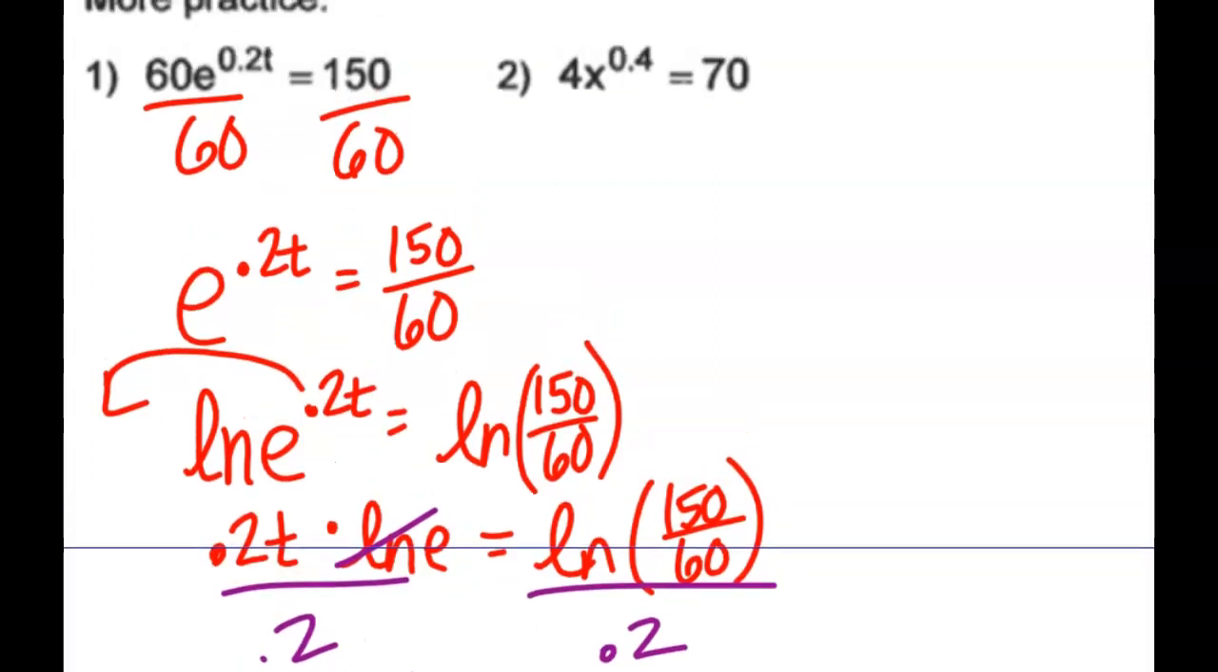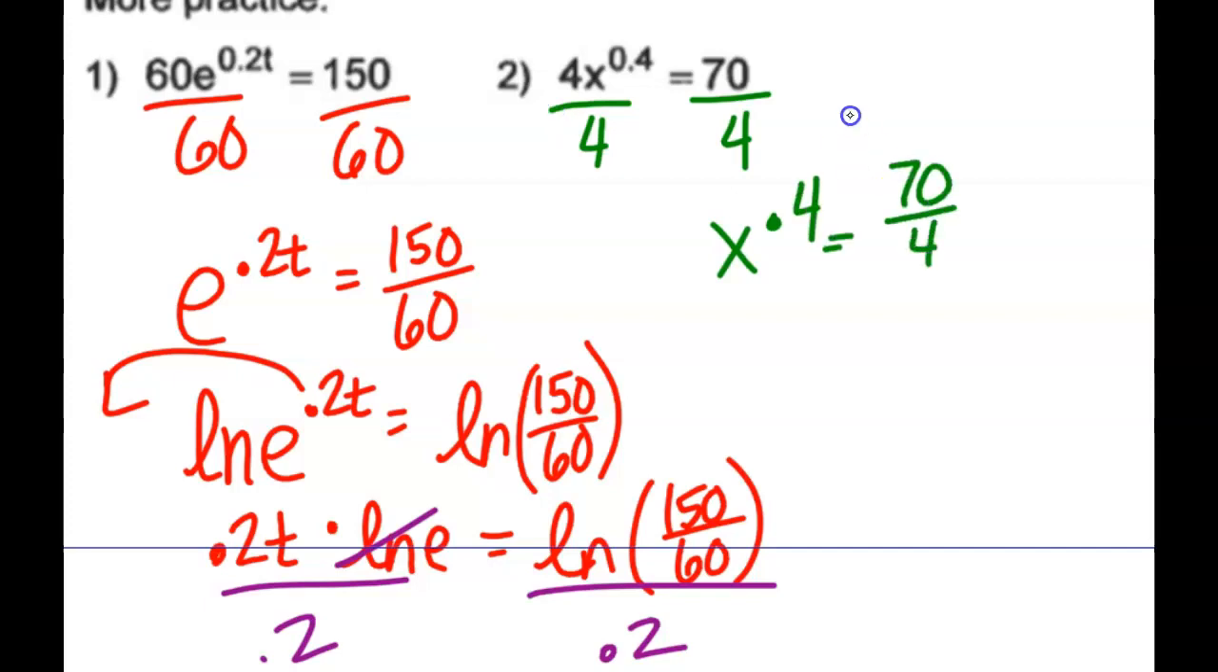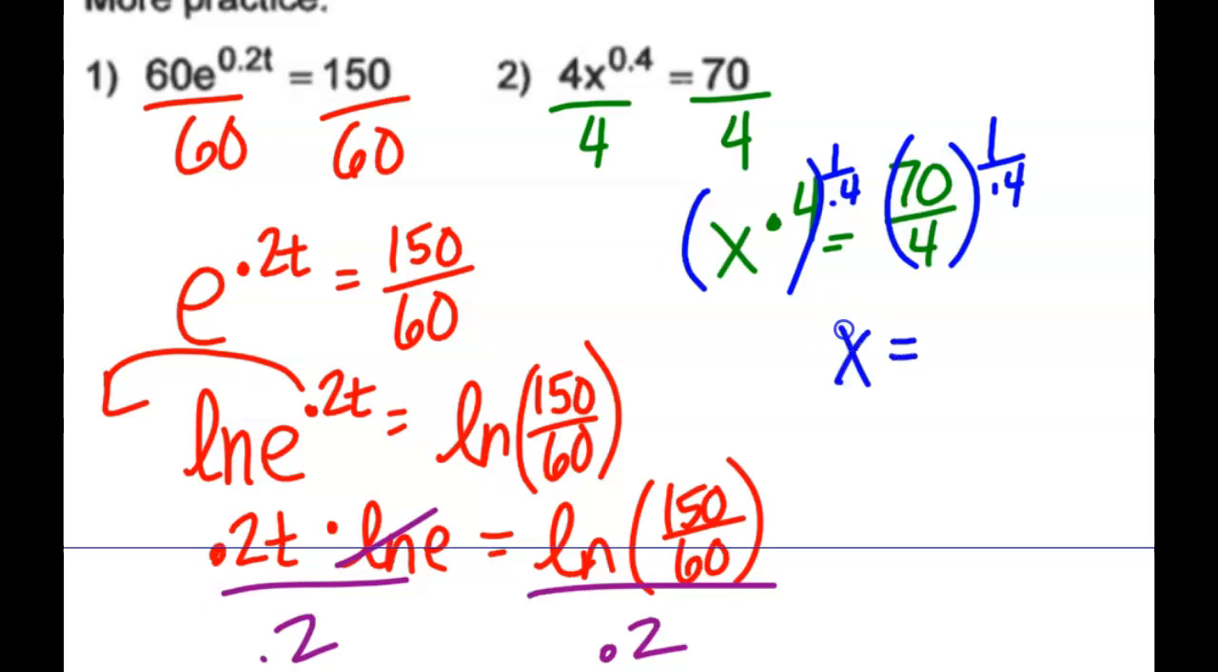Okay, what's different about the next one? In words, what is different on this one? Good job. The x is not in the exponent. So to get rid of a 1/4 power, we do to the 0.4 power, I can't talk. 1 over 0.4. 70 divided by 4, and then that whole answer to the 1 divided by 0.4. 1281.136, anybody?